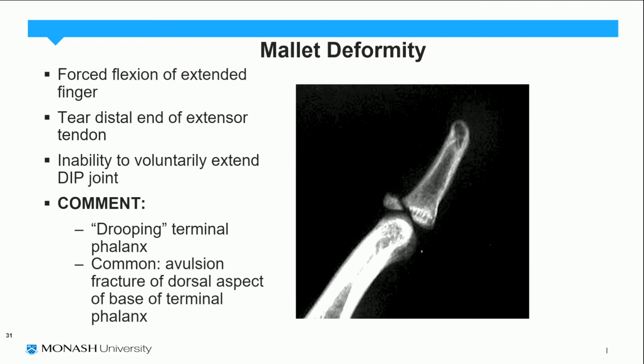A mallet deformity is the result of forced flexion of an extended finger, so you would quite often find it with basketball or netball players, and it results in a tear to the distal end of the extensor tendon. These patients, if they present at an emergency department, are unable to voluntarily extend the distal interphalangeal joint. On this image, there's drooping of the terminal phalanx, and commonly there will be an avulsion fracture of the dorsal aspect of the base of the terminal phalanx.